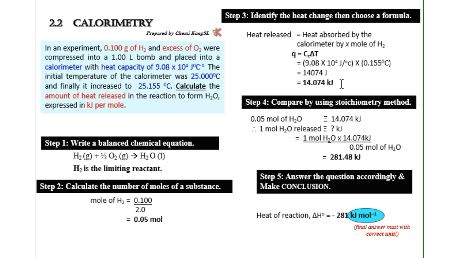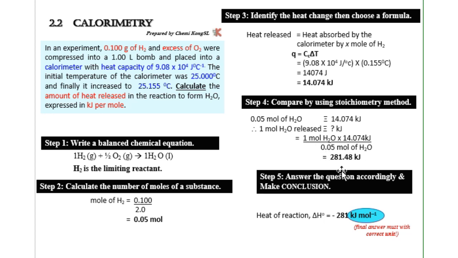Now the question asks about the formation of water. Over here is 1 mole. In this case, the number of mole of hydrogen is equivalent to the number of mole of water, 1 to 1. That's why we can straight away use the stoichiometry method to calculate the heat released by 1 mole of water. Okay, so stoichiometry to solve the problem. 1 times 14.074 divided by 0.05, and then you get the answer 281.48 kilojoule.